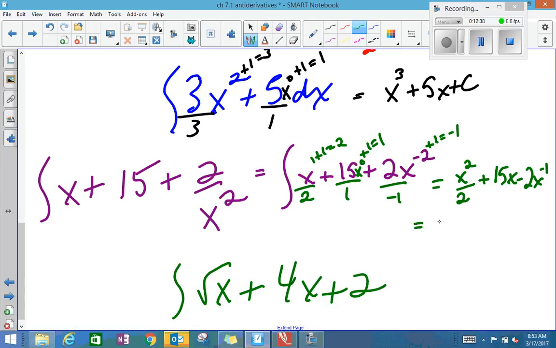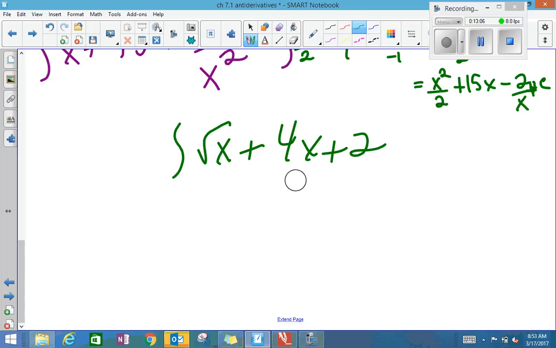So if I rewrite that again, just to clean it up, I could say x squared over 2, or I could say 1/2 x squared, either one, plus 15x minus 2 over x plus c. Sorry. So take a look at that. Again, it's just applying the rules term by term. You may need to look at that again if you need to.